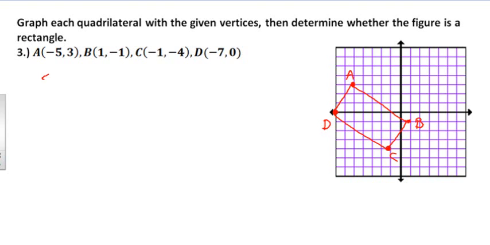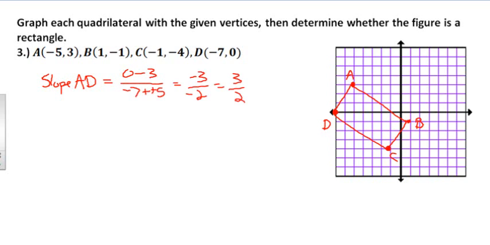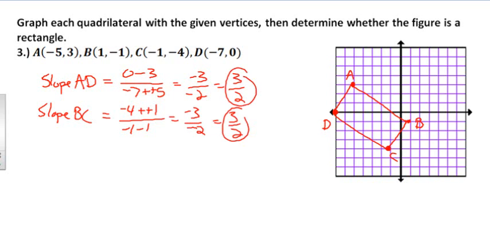The slope of AD is going to be 0 minus 3 over -7 minus -5. I get -3 over -2, or 3/2. The slope of BC, if this thing is a parallelogram, would be the same thing. So find the slope of BC. I get -4 minus -1, and I put that over -1 minus 1. I get -3 over -2 again, which again is 3/2. I now know I have one set of sides that are parallel to each other.